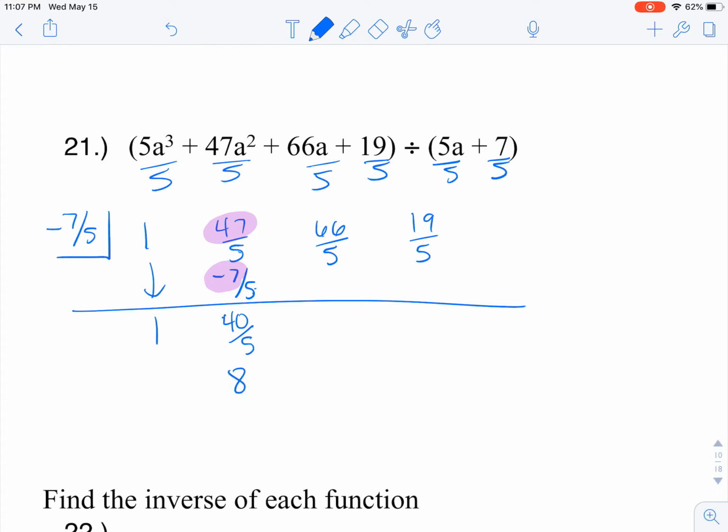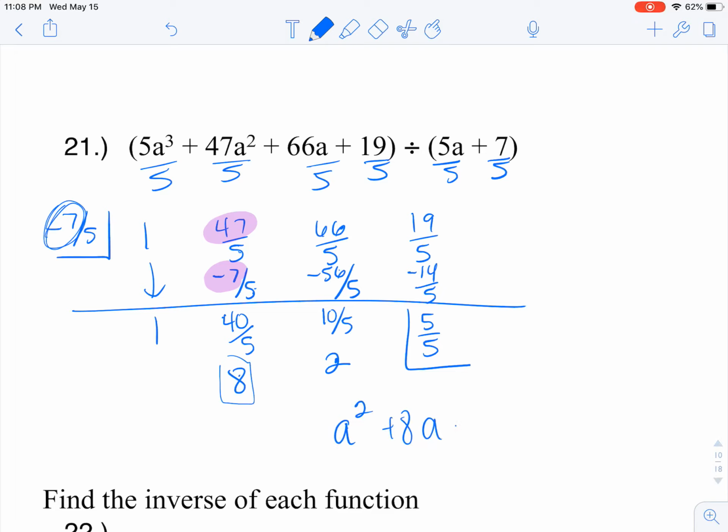All right, so now when we multiply, we're going to use the 8 in order to multiply. So you're just going to multiply the 8 times the top number of this negative 7. So negative 56, and keep your denominator. 66 plus negative 56 is 10 over 5, which is 2. Negative 7 times 2 gives me negative 14 over 5. So this ends up being 5 over 5. All right, so now we're going to write our answer. So we have a squared plus 8a plus 2 plus 5 over, and we're going to put the original 5a plus 7.